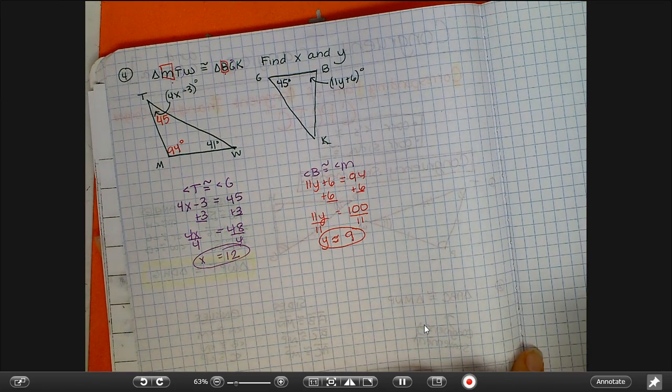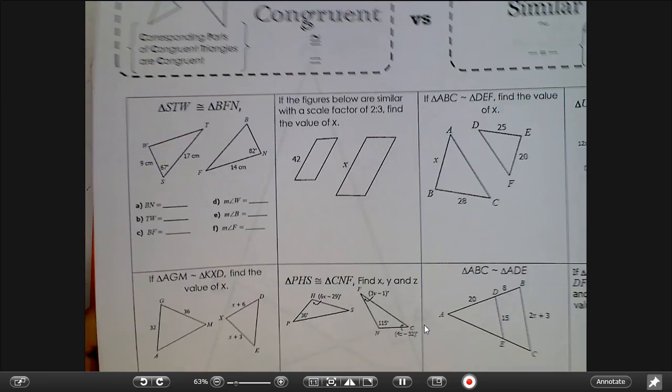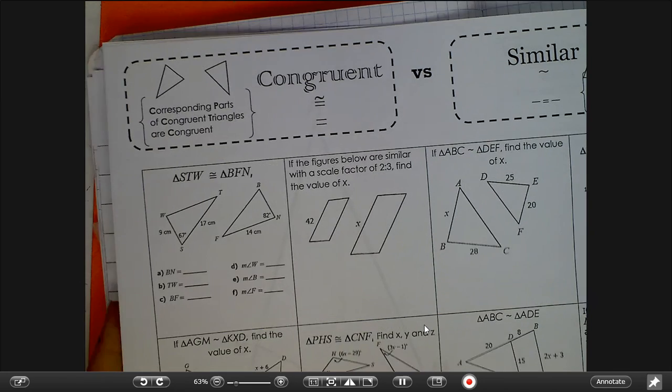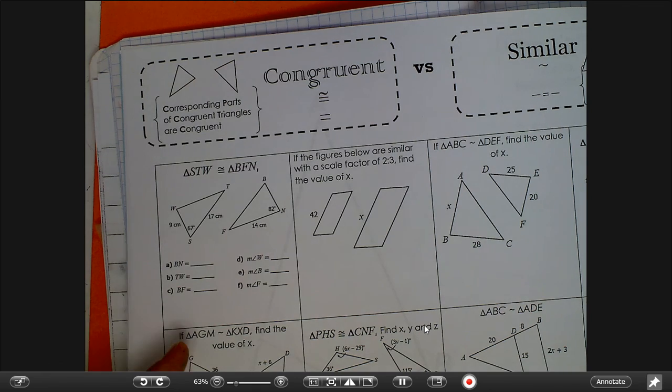All right, so you're going to practice with this worksheet now. I have the answers all filled out via a video online, but I wouldn't recommend you watch that video until you're finished with the problems yourself.